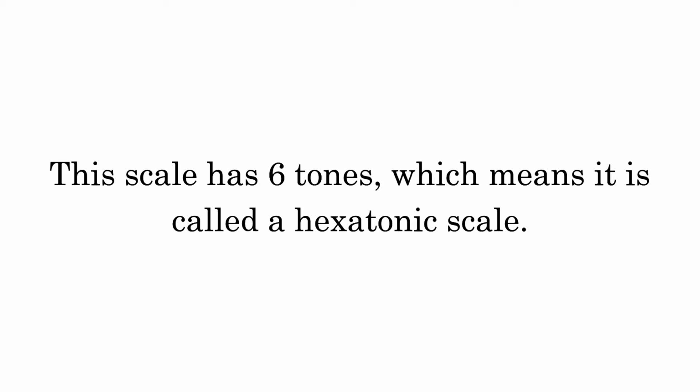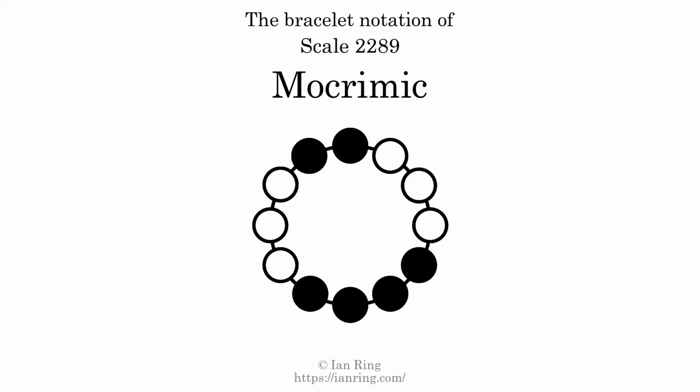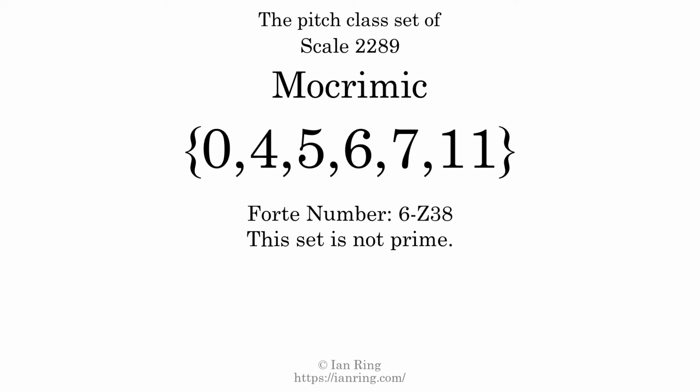This scale has 6 tones, which means it is called a hexatonic scale. This is a bracelet notation diagram of scale 2289. The shaded circles represent tones that appear in the scale, and they are read clockwise, starting at the top. The pitch class set for this scale is 0, 4, 5, 6, 7, 11. The forte class is 6Z38. This set is not prime.